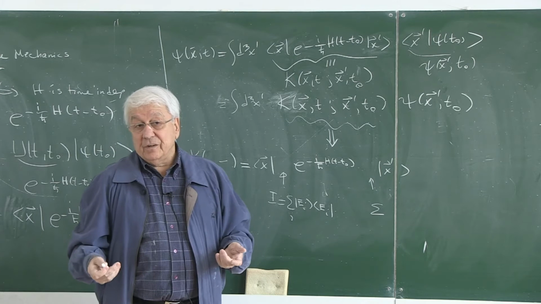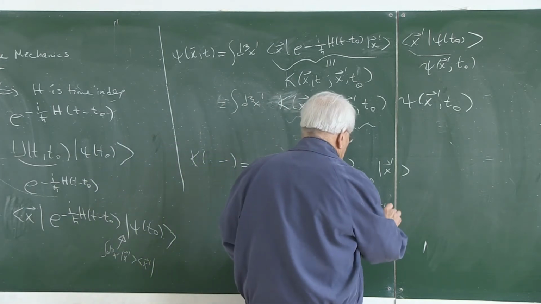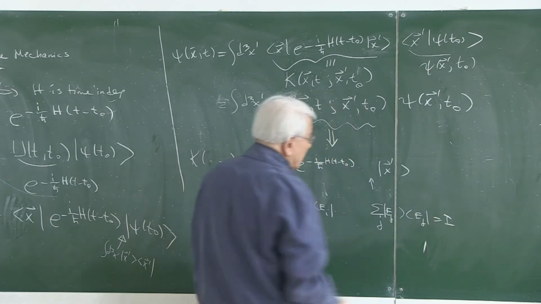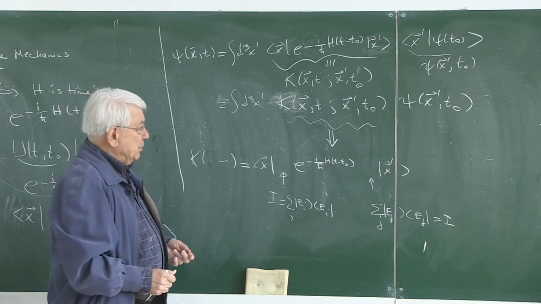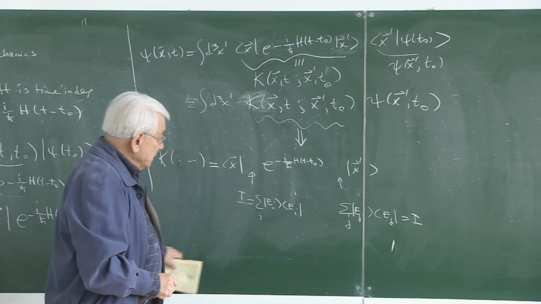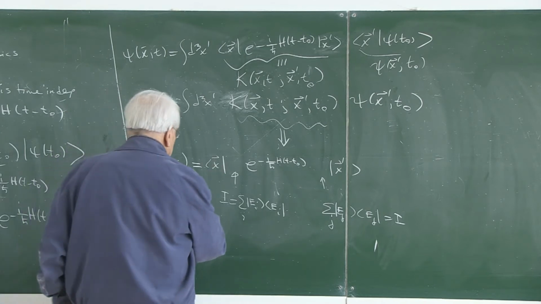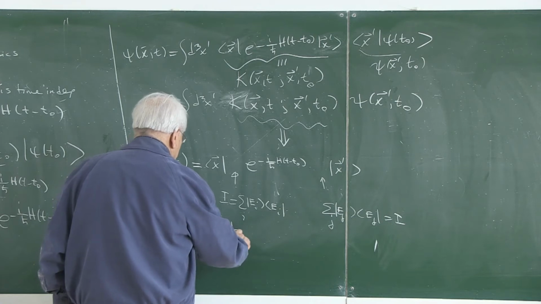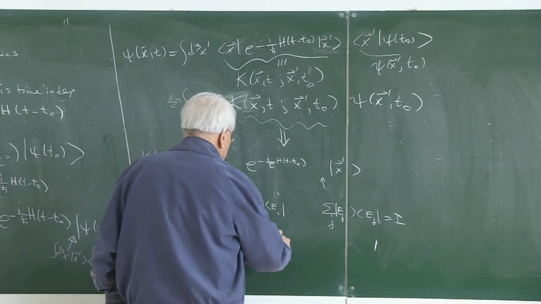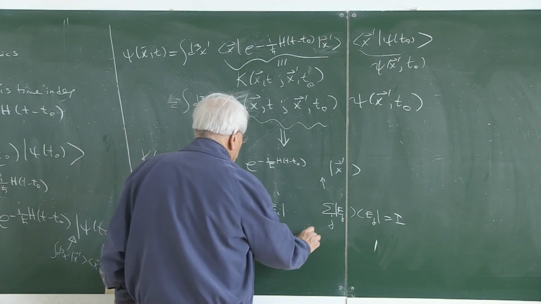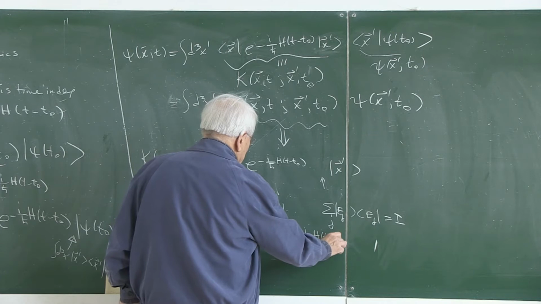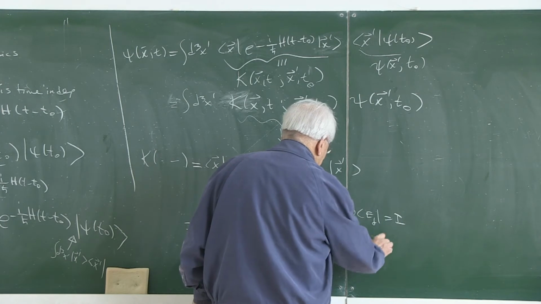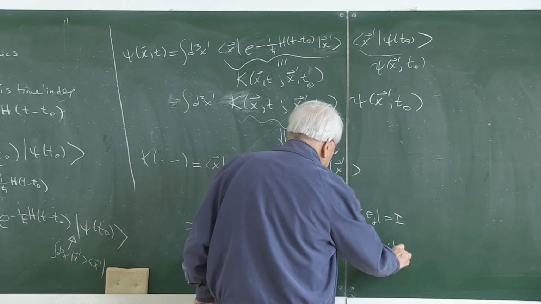Let me use a different index, j. |E_j><E_j| is also an identity, the same completeness, but labeled with different indices. So what do I get? I get the following: sum over i and j, <x|E_i><E_i| e^{-(i/ħ)H(t-t0)} |E_j><E_j|x'>.